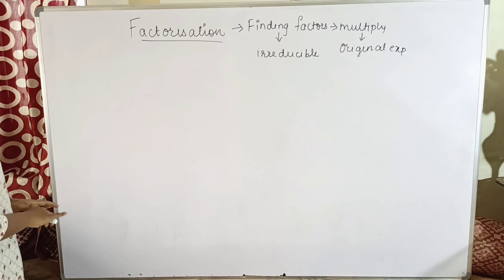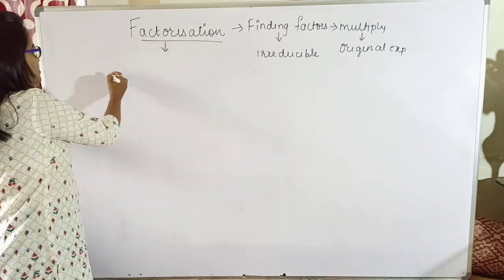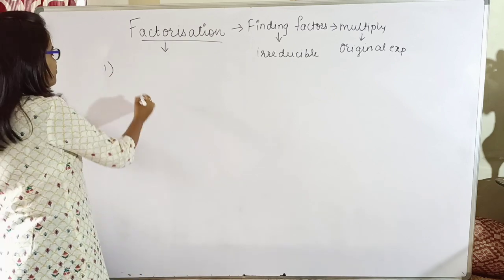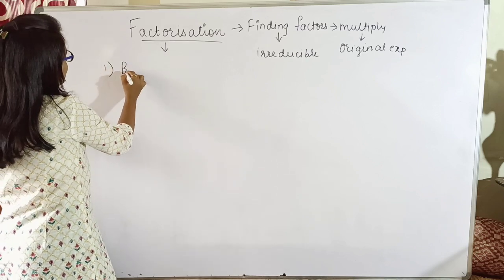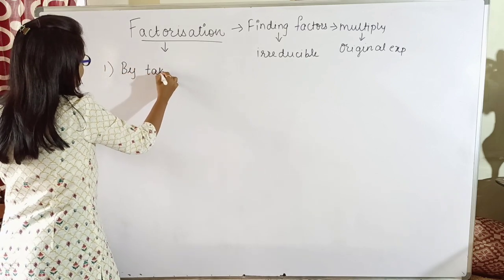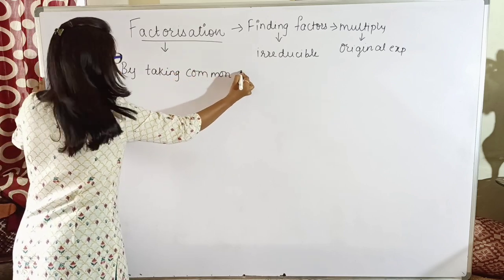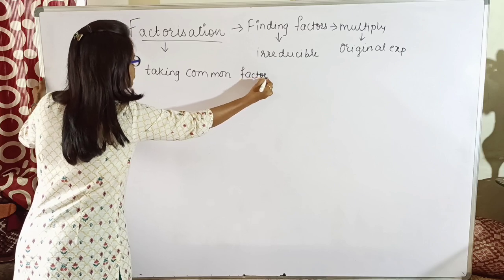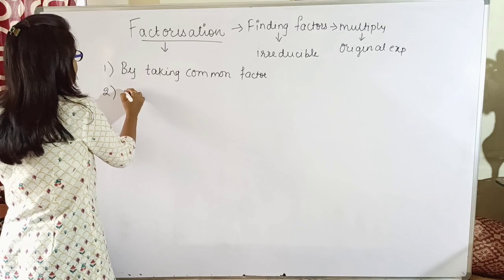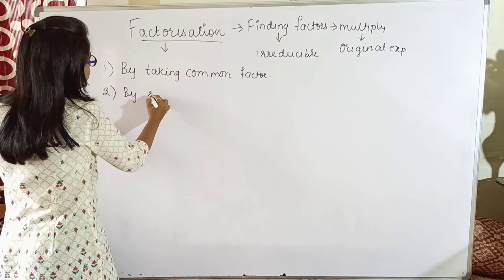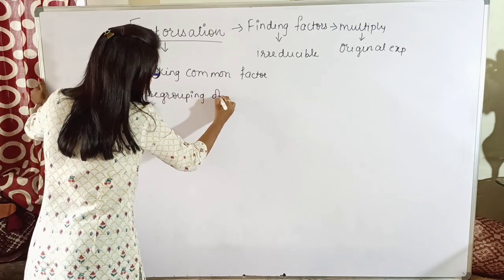Now, for this process of factorization in which we find the factors, there are four different methods. We will look at all the methods in detail, so let me just write down the types. The first one is by taking a common factor. The next one is by regrouping of terms.